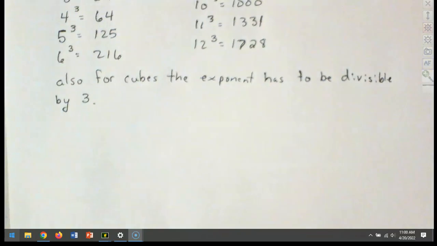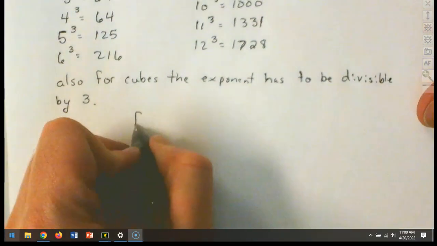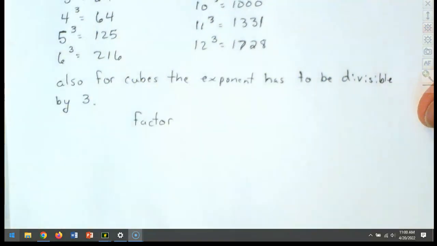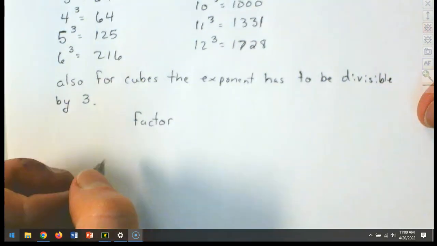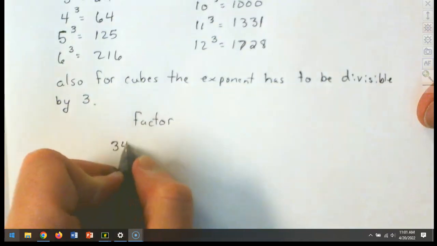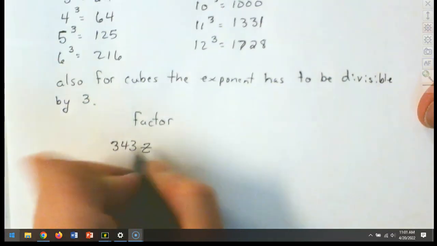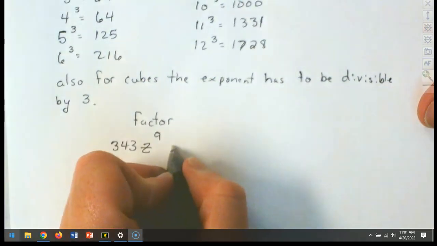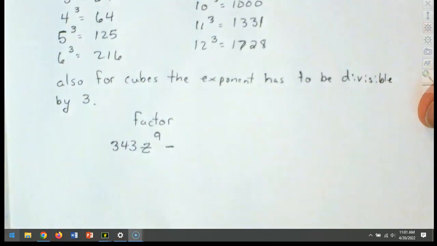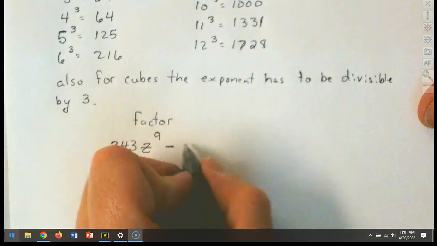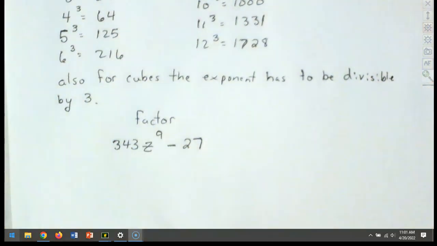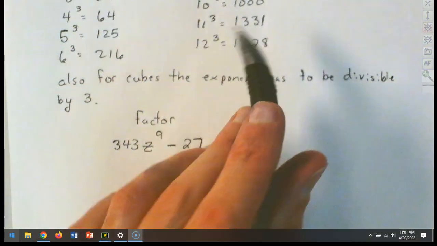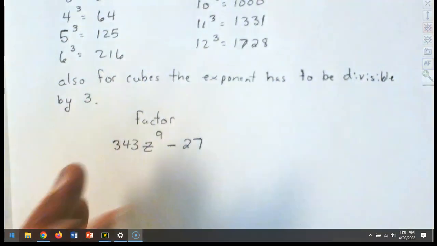So let's do a real quick cube here. We're going to try and factor this down. Let's try and factor, how about 343z to the 9th power minus, we'll do a difference first, how about minus 27? Now I know this is a cube, right? Because 343 is a perfect cube from our table. 27 is also a perfect cube.